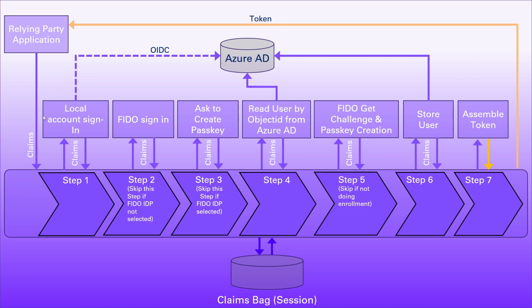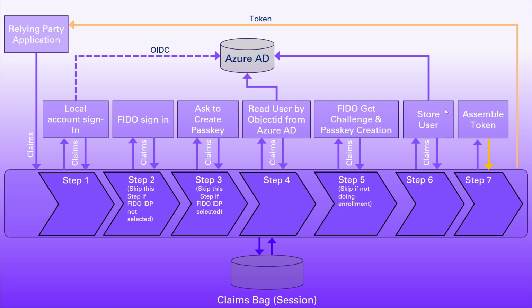The alternative flow to this is if you don't use your username and password and you select that passkey button down the bottom there, then you would be selecting this one. So therefore you then skip the ask to create a passkey because they've already got a passkey. We go and read information from the Azure AD database using the passkey information that has been given to us.